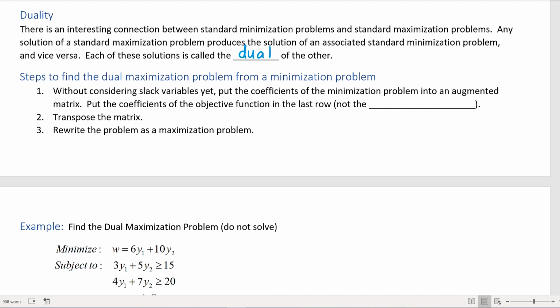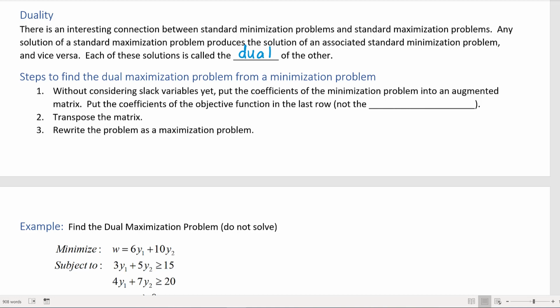Next, we're going to go through the steps to find the dual maximization problem from a minimization problem. We know that there's a connection between these two and they have the same solution. If I can change my minimization problem into a maximization problem, and I already know how to solve maximization problems because I did that in the previous section, I'm basically changing a min problem to a max, and I can solve it in the same way that we solved the other problem, which reduces our new problem to something we've already done before.